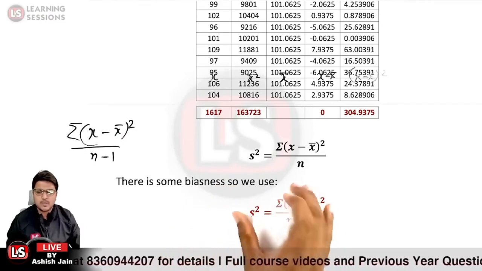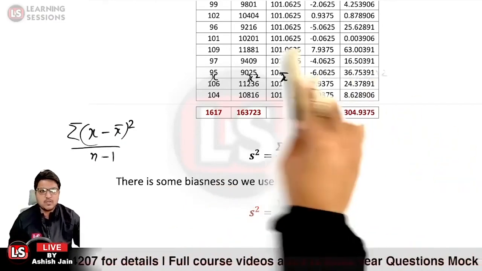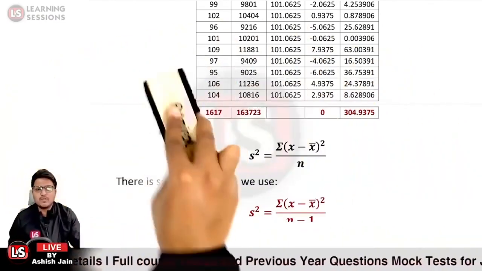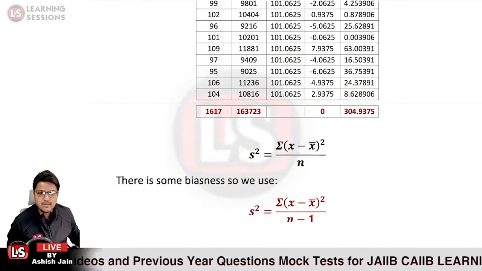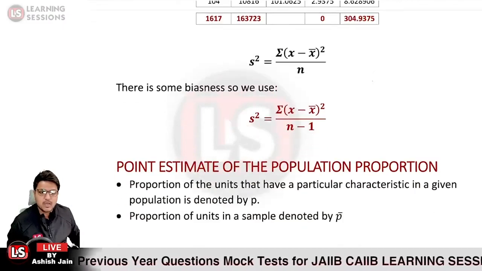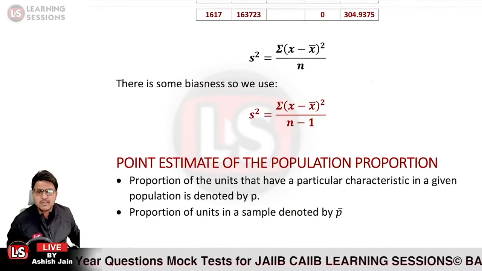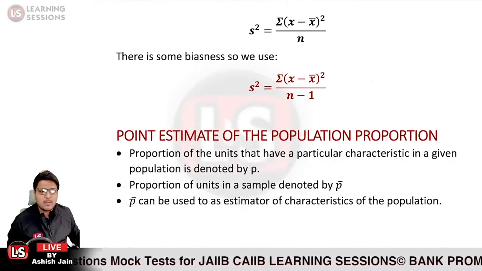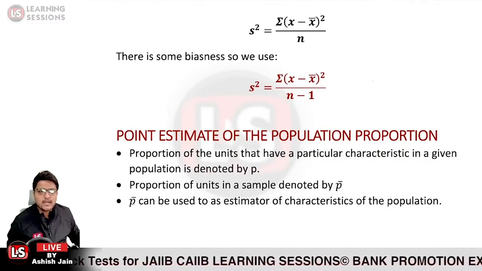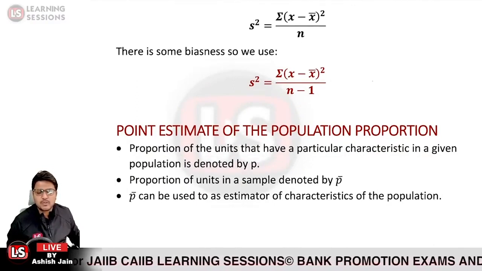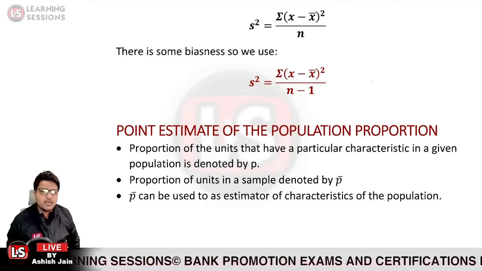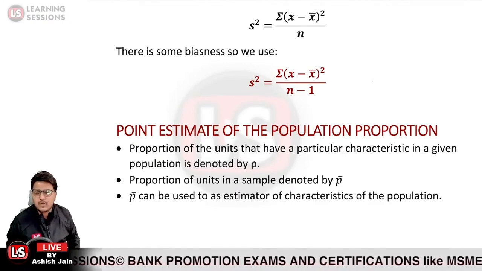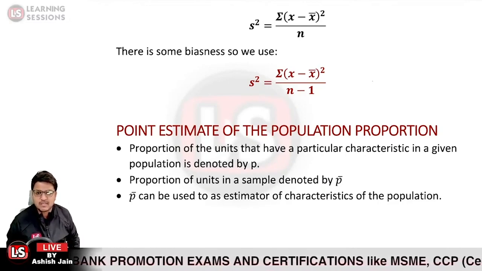I'm just letting you know where we'll be using it, because most of the questions that we'll be solving will be related to only and only the interval estimate. So it's a theoretical part only that you need to consider. Further, the point estimate of the population proportion. The proportion of the units in the population is denoted by P itself.